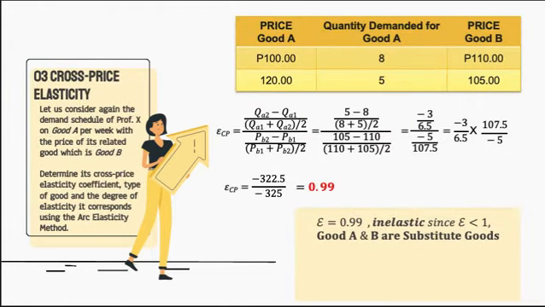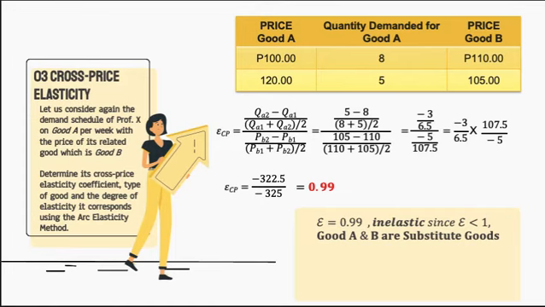Okay, let us move on to the last kind of elasticity, the cross price elasticity. This measures the degree of responsiveness of quantity demanded for every change in price of its related good. The value of cross price elasticity coefficient could be positive or negative, which also determines the type of good it corresponds. If the coefficient is positive, then the goods are substitute, and if it is negative, then the goods are complement.